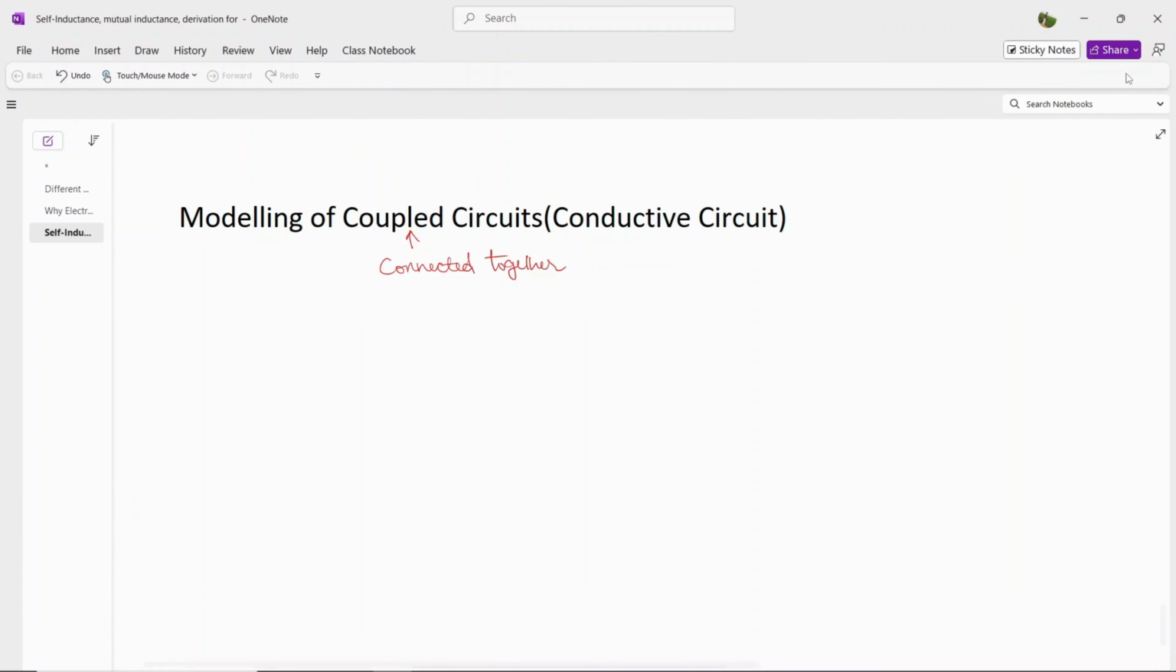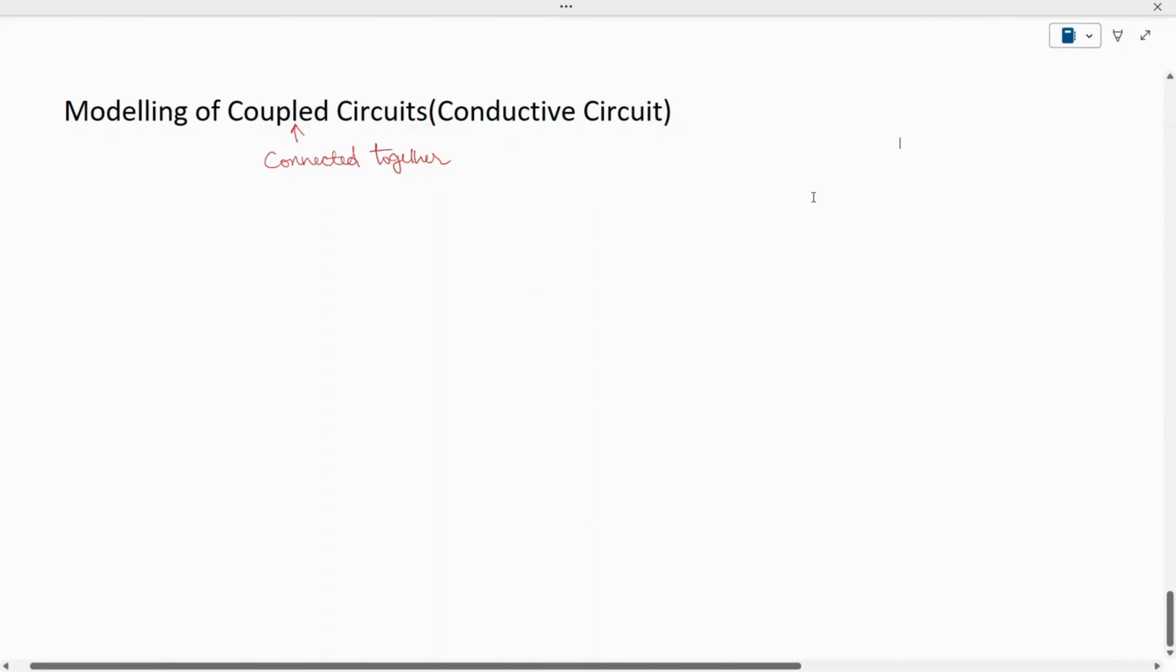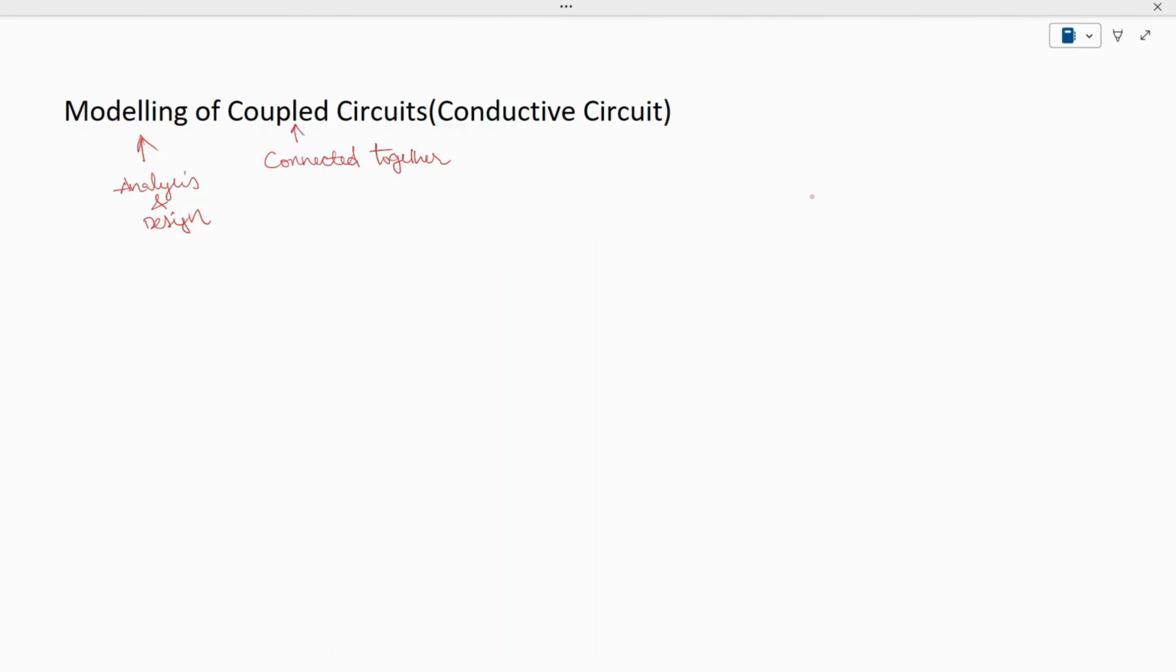Why? Because this modeling plays a major role in the designing as well as analysis of inductive circuits. Modeling means how you analyze and how you design the size of the inductor. This is called modeling. So you have to perform the modeling of the coupled circuits which are connected together.